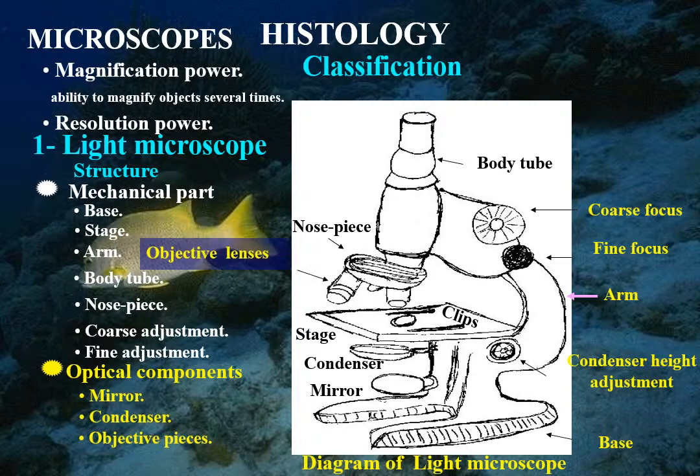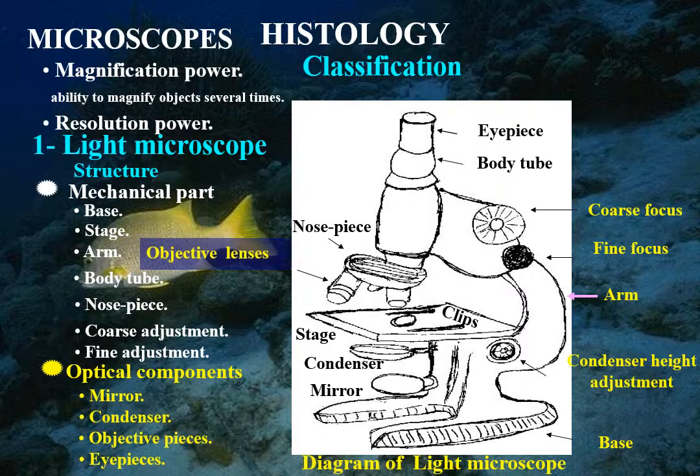The objective pieces, found near the object to be studied. They differ in their magnifying powers. There are low power objective lens 10, high power objective lens 40, oil immersion objective lens 100. The examined object, in case of oil immersion, should be immersed by a drop of oil before examination.